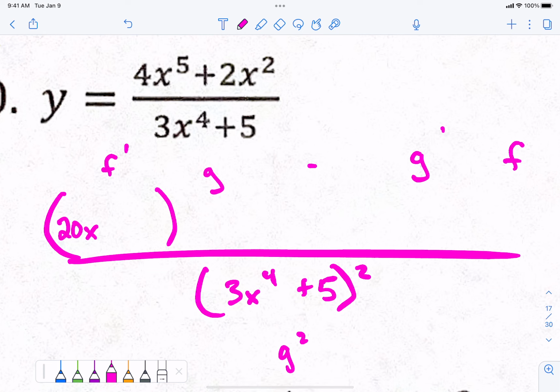Why are there no questions like this on the ACT? There's none. Because this is way beyond what you need to know for the ACT. Yeah, but why? I don't know.